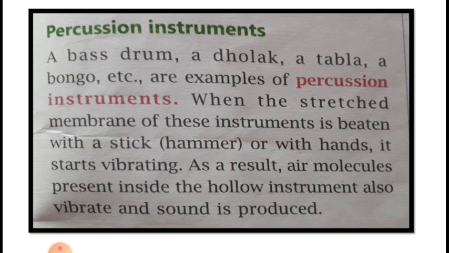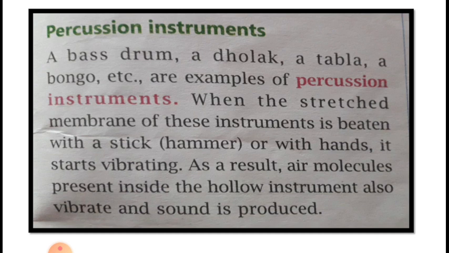A bass drum, a dholak, a tabla, a bongo, etc. are examples of the percussion instruments. When the stretched membrane of these instruments is beaten with a stick, a hammer, or with the hands, it starts vibrating. As a result, the air molecules present inside the hollow instrument also vibrate and the sound is produced.